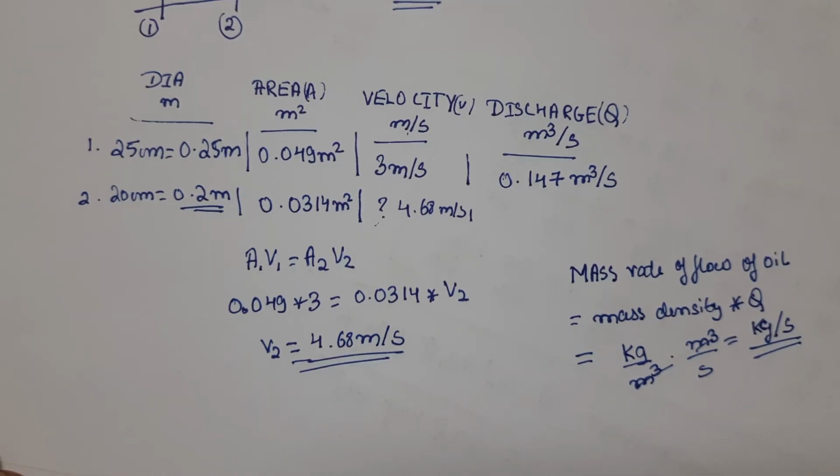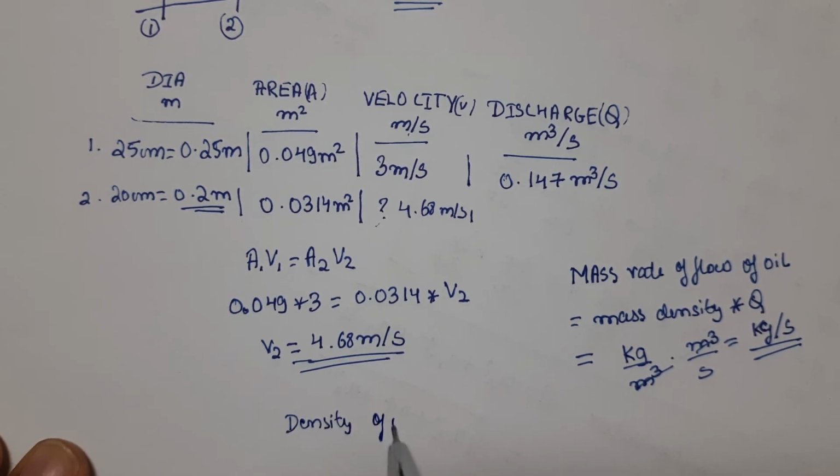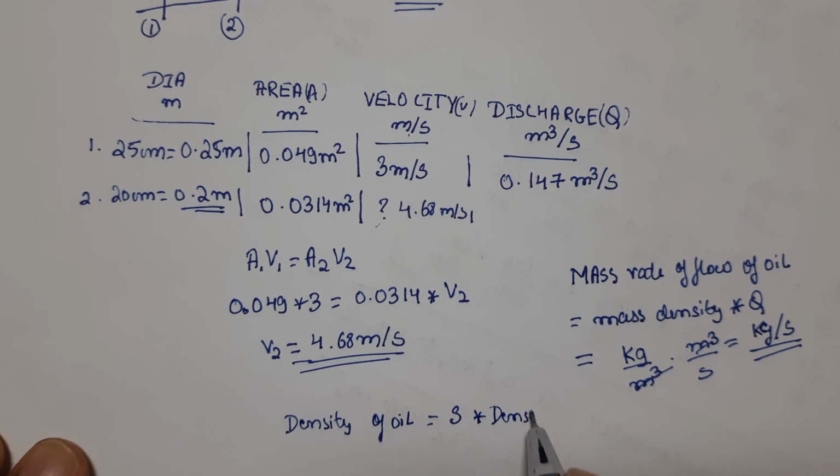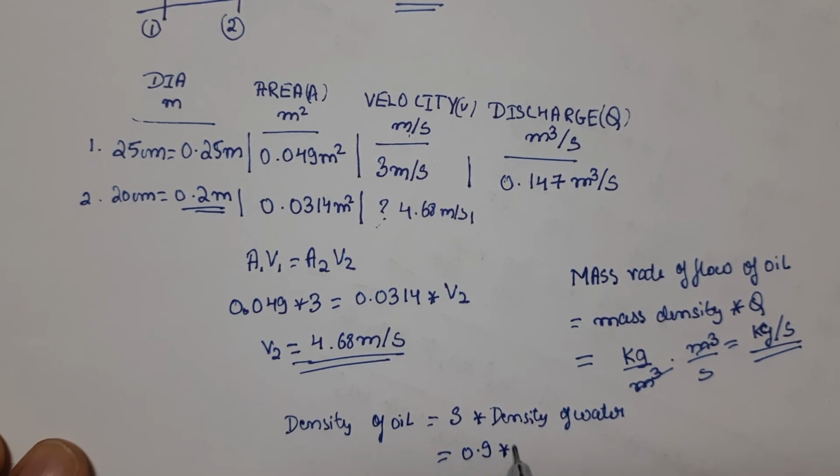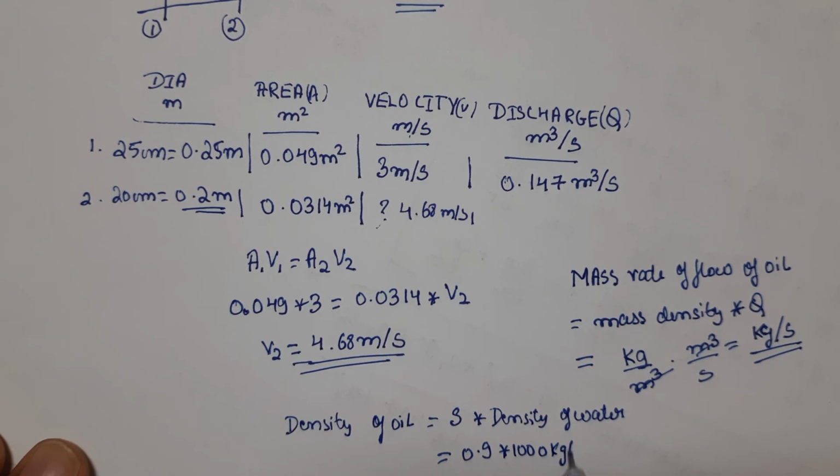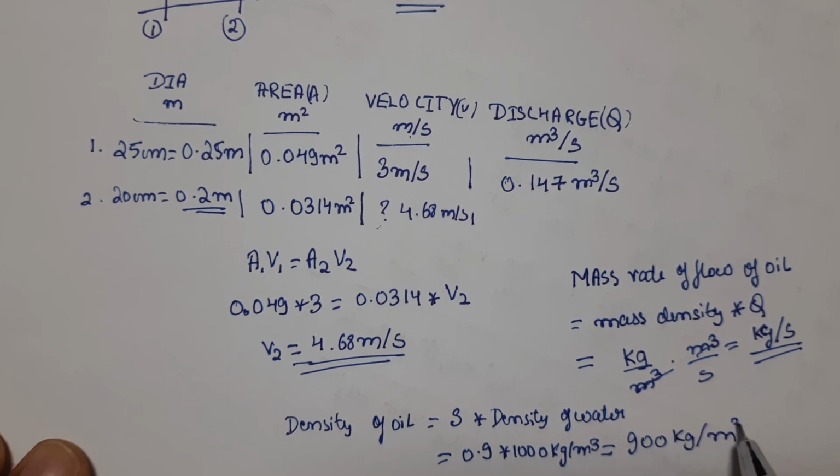Keeping this in mind, the density of oil is nothing but the specific gravity of the oil into the density of a standard liquid, that is water. So it will be 0.9 into 1000 kg per meter cube, which is 900 kg per meter cube.